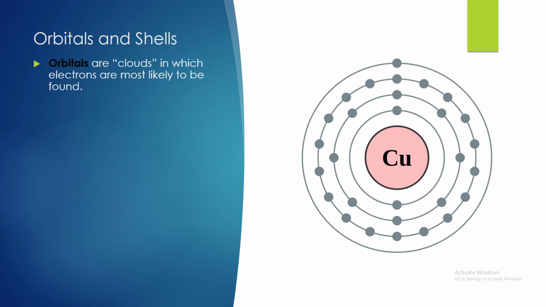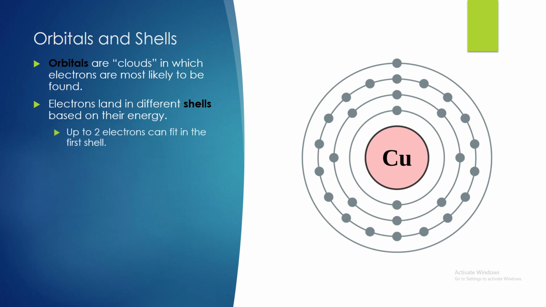Orbitals in shells. Orbitals are the clouds in which electrons are most likely to be found. And we say cloud because the electrons are moving so quickly, it's really hard to pinpoint where they are. So it's more like a probability that the electron exists at this space, at this point. And electrons land in different shells based on their energy.